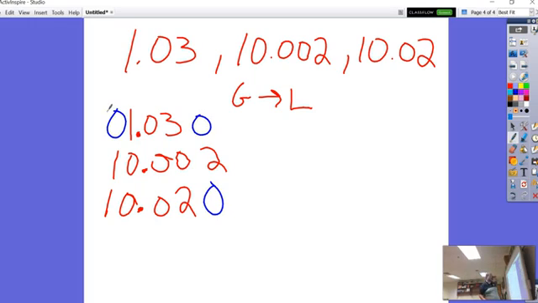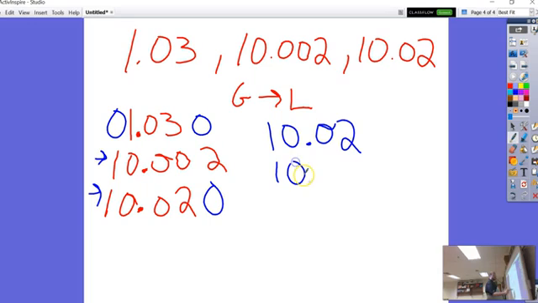Then you go in and check from greatest to least. I'm looking for my greater number. Both of these have 10s, so then I need to look at my decimal. Which one is more, 2 or 20? 20 is more. So my first number is going to be 10.02. Then my second greatest number is going to be 10.002. And then last but not least is going to be 1.03.